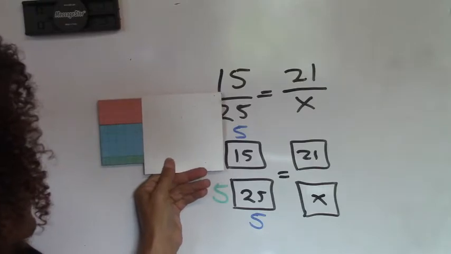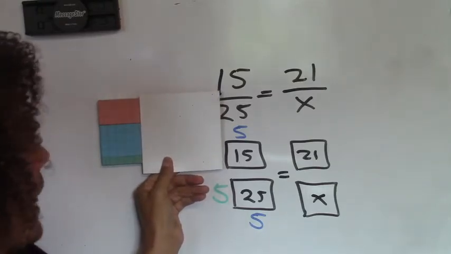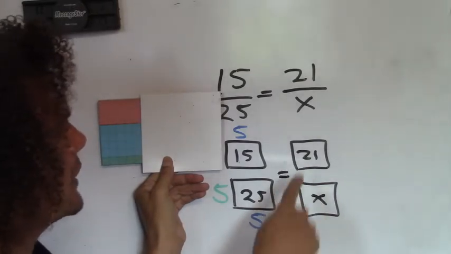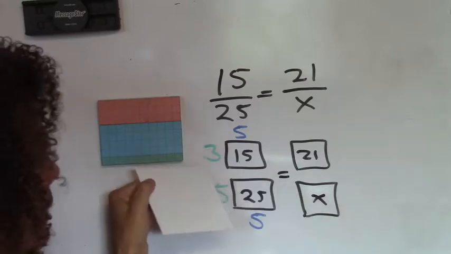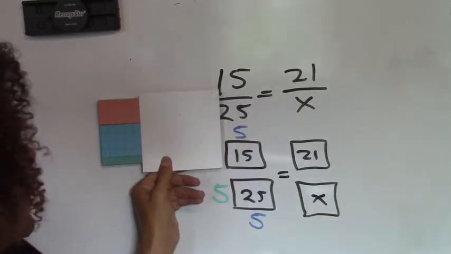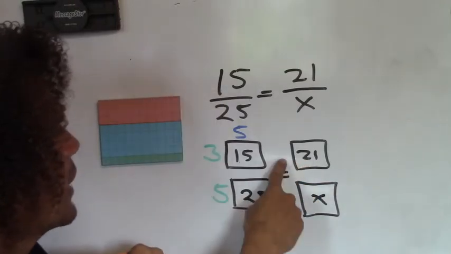So I'm over here at 5, and I've got 15 and 25. Now, how far over do I have to move to get to 21? From where? From here, right? Because you're here right now. Now it says 21. So 3 times what must be 21?